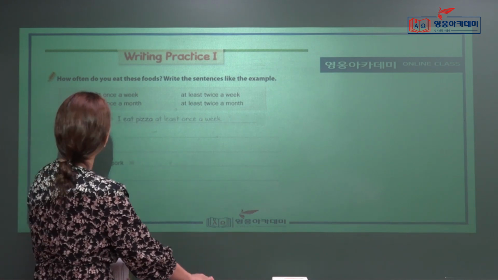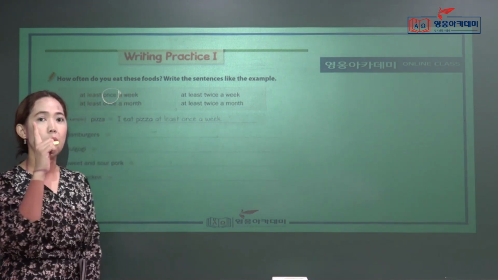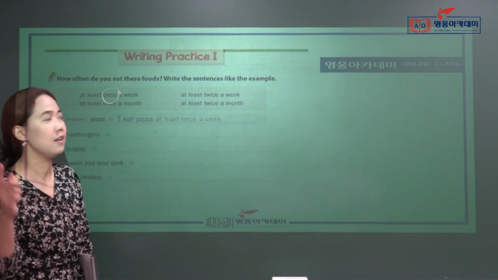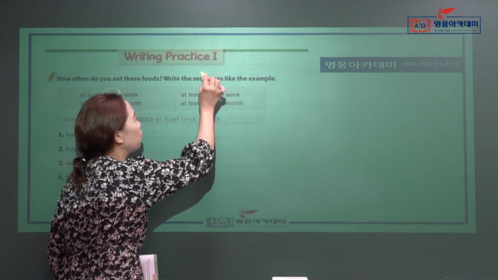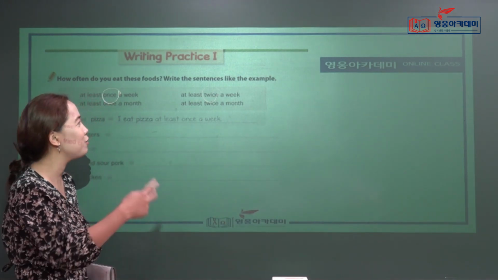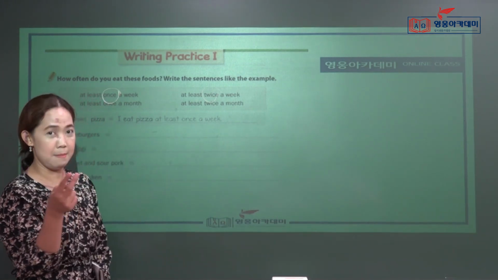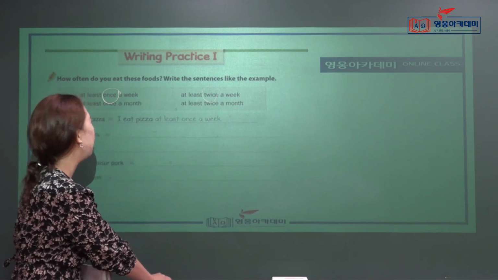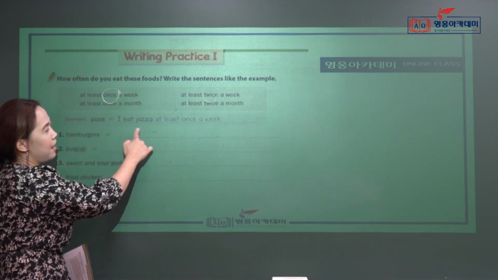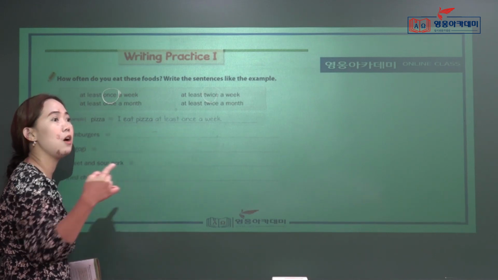Very good. Now, once means one time. One time in a week or one time per week. Now, what about twice a week? Right, 2 times, okay? 2 times a week or 2 times in a month, like here. Okay, so let's answer. Here's the example. I eat pizza at least once a week.